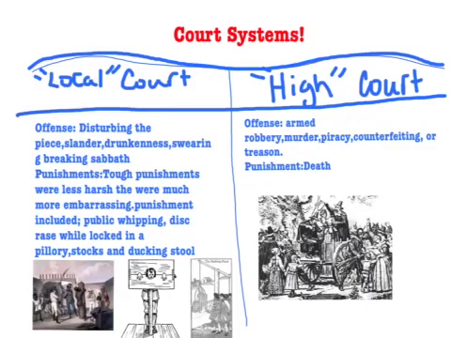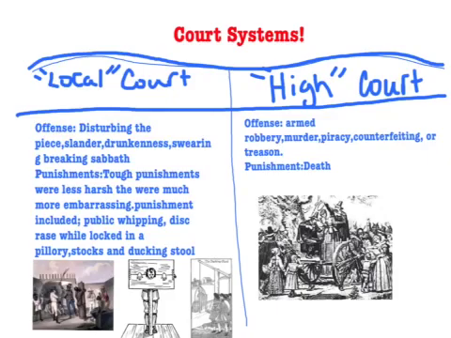So from the last part of the video, we now know that every colony has a legislator which makes laws and has a governor. Well, if there are laws, that means they can be broken. So what's going to happen if they're broken? There are 2 types of courts, a local court and a high court. The reason they have 2 courts is that local courts are for minor offenses, whereas high courts are for major offenses.